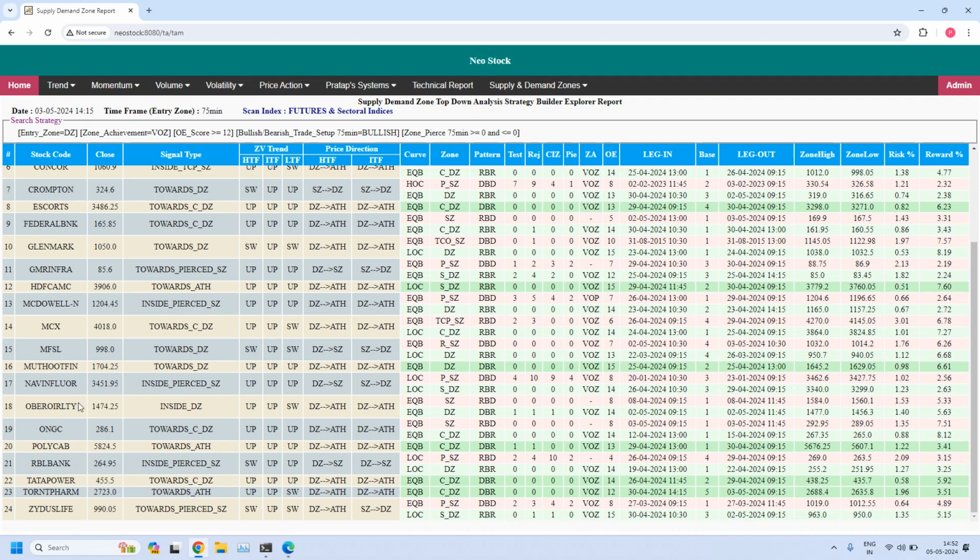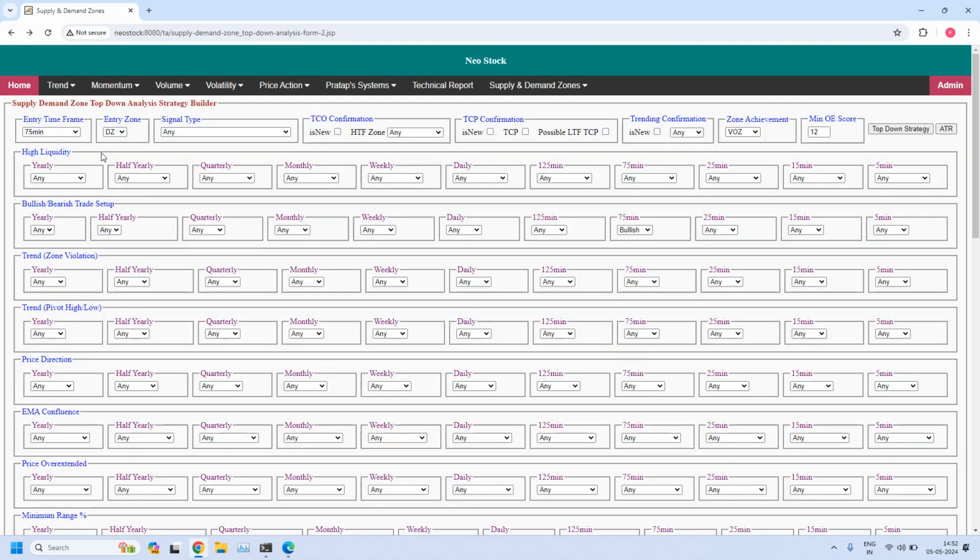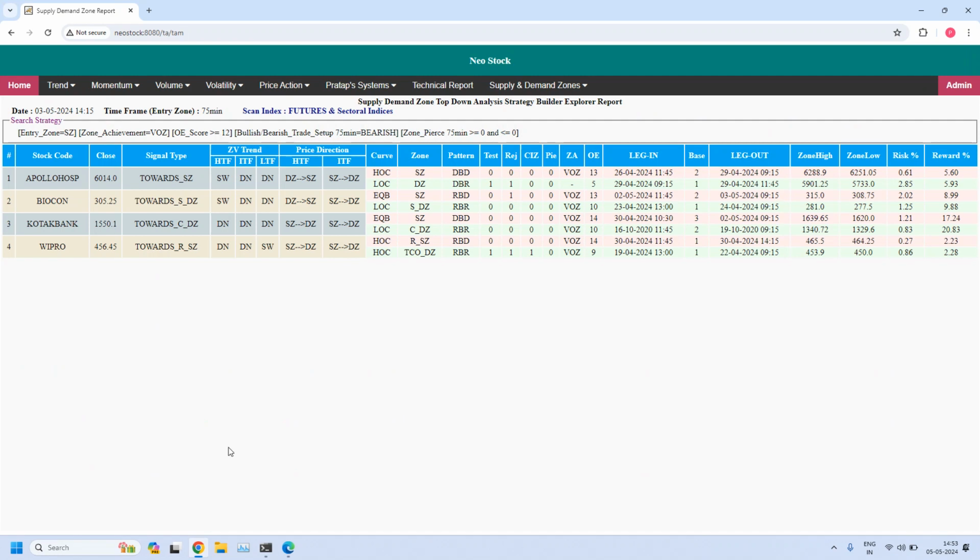Okay, fine. Now let me go back. Now let us generate a bearish trade setup for weekly income trade. So entry time frame is 75 minutes, but entry zone should be supply zone. And now all the filters will be applied to the supply zone. And in bullish or bearish trade setup, you need to select the value bearish. And the 3 filters remain the same, but this time they are applied to the supply zone. Now let us filter the stocks. 4 stocks are filtered. These 4 stocks are supporting bearish trade setup for weekly income trade.